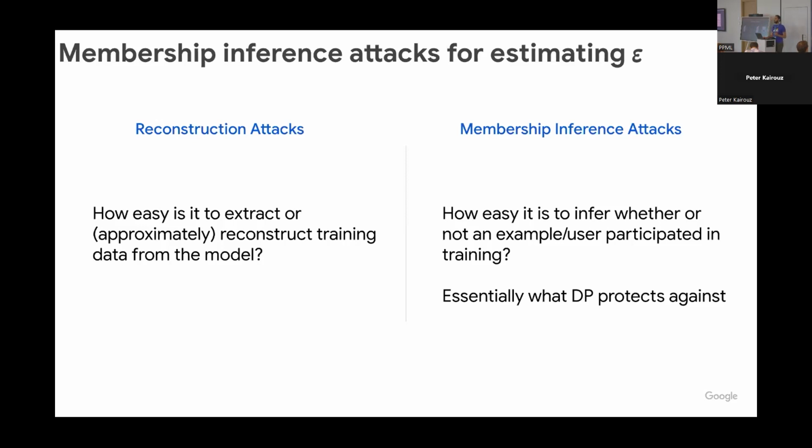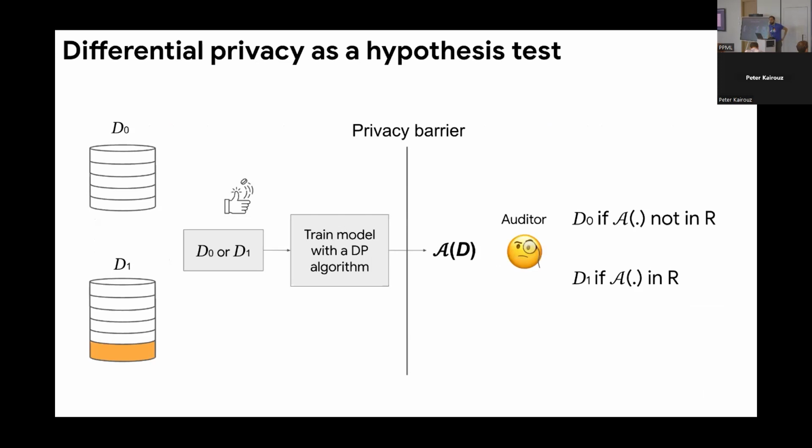And it turns out that these attacks are actually very closely related to DP, because DP can actually be viewed as a membership inference attack. So there's this operational interpretation of DP that maybe many of you have seen, where the way we explain DP operationally is as follows. You're going to take either D0 or D1. The difference between these two data sets is, again, a single record. That could be a user or a single training example, depending on the unit of privacy.